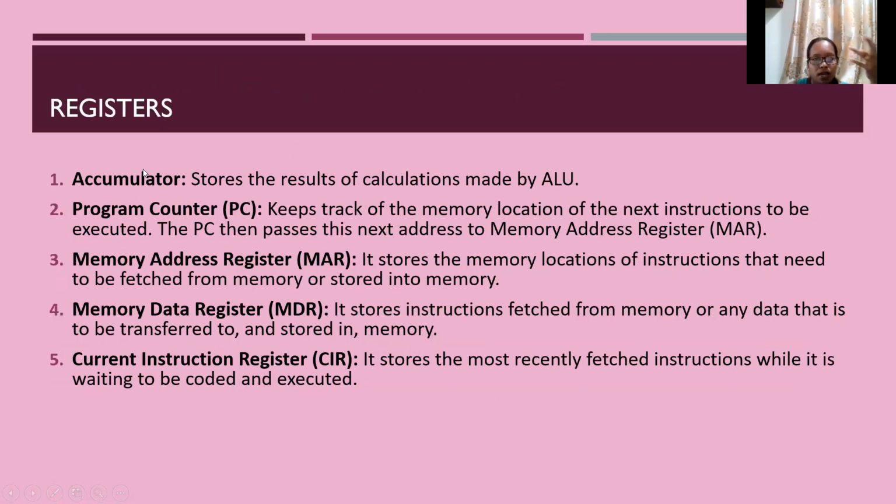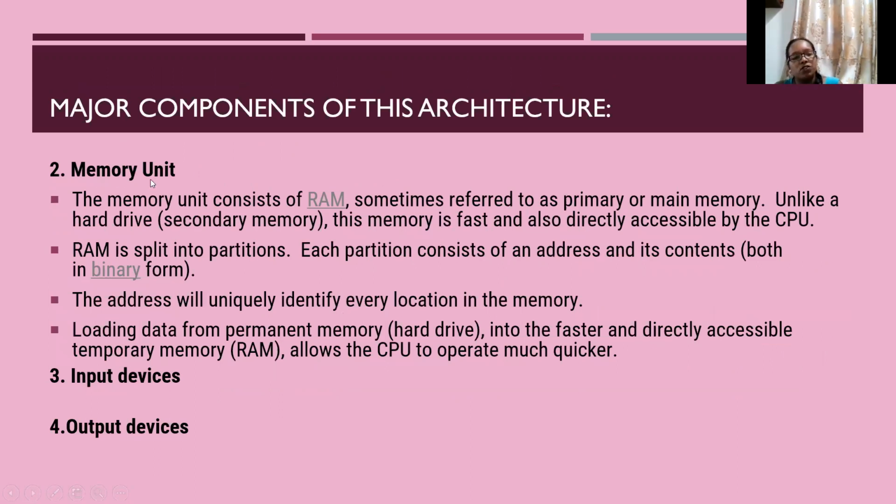Then I will move on to this slide later. And what is the purpose of the memory unit? The memory unit consists of RAM, sometimes referred to as primary memory or main memory. We call primary memory, main memory, or RAM. Unlike a hard drive, this memory is fast and also directly accessible by the CPU. So what is the memory that is directly accessible by the CPU?